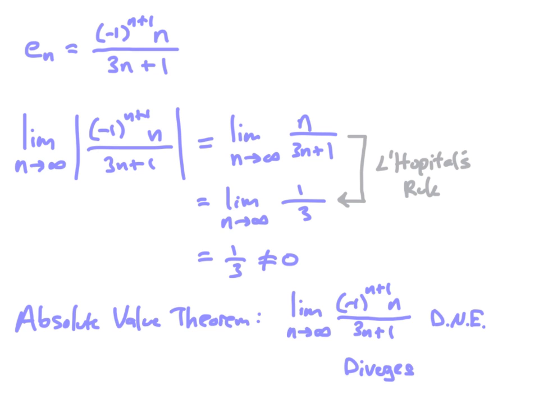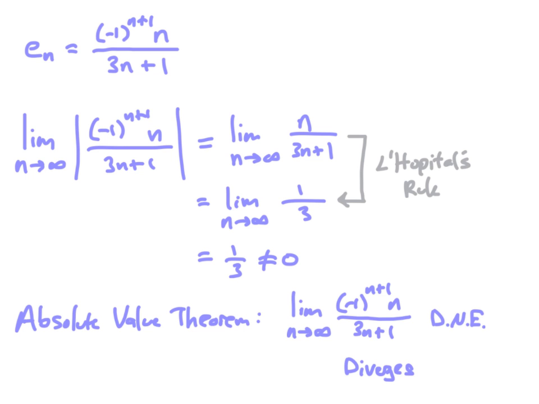In this case, when we take the absolute value of (negative 1) to the n plus 1 times n, all over 3n plus 1, we get rid of the (negative 1) to the n plus 1, since the absolute value will make that term always equal to positive 1, and we have the limit as n approaches infinity of n over 3n plus 1. Using L'Hopital's rule, this is the limit of a constant 1/3, which will of course equal that constant of 1/3.